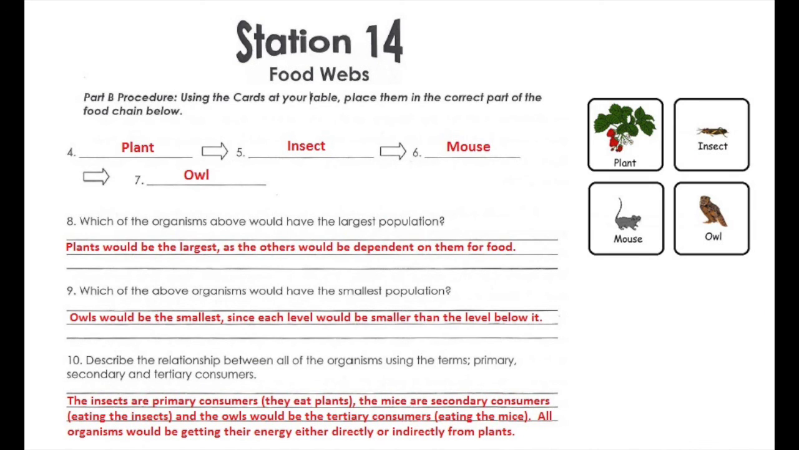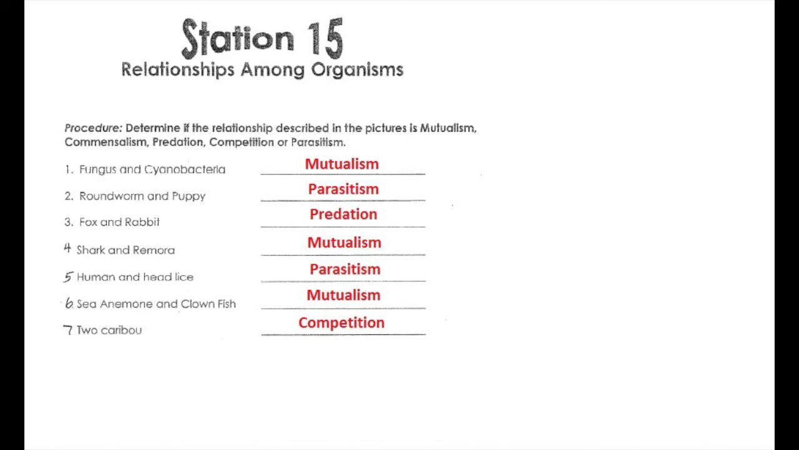And then if the producers died, if the grasses died, there would be no food for anything else. Also at Station 4, setting up the food chain, you've got plant, and then the insects eat the plants, the mice eat the insects, and the owls eat the mice. The largest of those populations would be the plants, because if there's not enough insects, then there's not going to be any mice, and if there's not enough mice, then there's not going to be any owls. So plants are the largest. Owls are going to be the smallest because they're controlled by the size of the mouse population, and the first consumer would be insects.